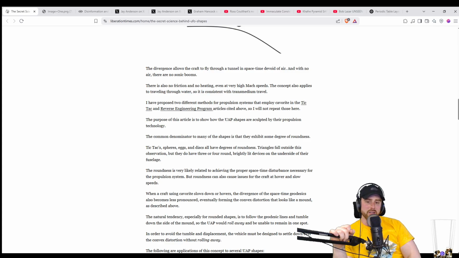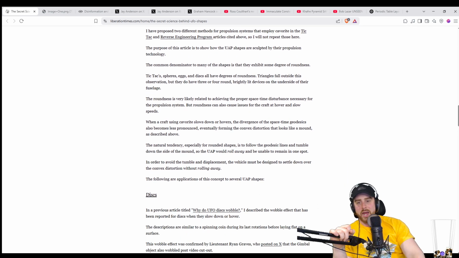Triangles fall outside this observation, but they do have 3 or 4 round, brightly lit devices on the underside of their fuselage. The roundness is very likely related to achieving the proper space-time disturbance necessary for the propulsion system, but roundness can also cause issues for the craft that hover in slow speeds. When a craft using Cavorite slows down or hovers, the divergence of the space-time geodesics also becomes less pronounced, eventually forming the concave distortion that looks like a mound, as described above.